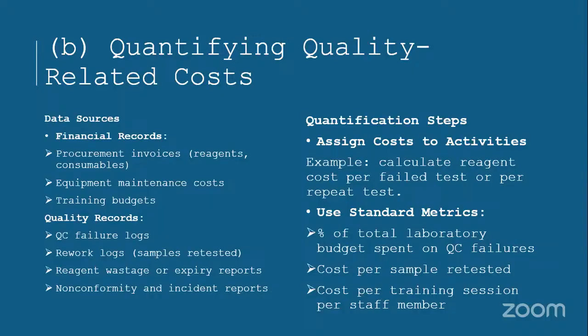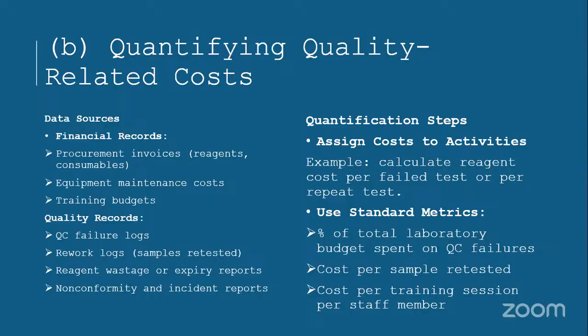Look at the QC failure logs. Look at the rework logs. Sample retested. How many samples do we test? Do we retest, for example, on an average basis in a month? QC failure logs. What is the frequency of QC failure and repeats as such? Reagent wastage records or expiry reports. Onboard on-site expiries. Do we quantify that? Then non-conformity and incident reports that arise from non-conformities or aspects that do not align to procedures.